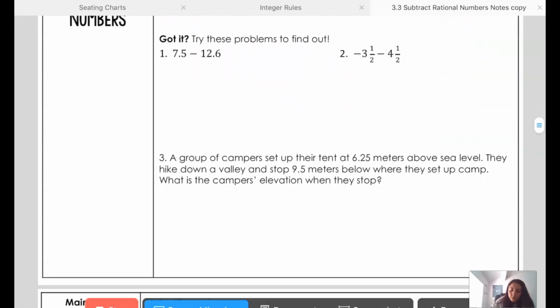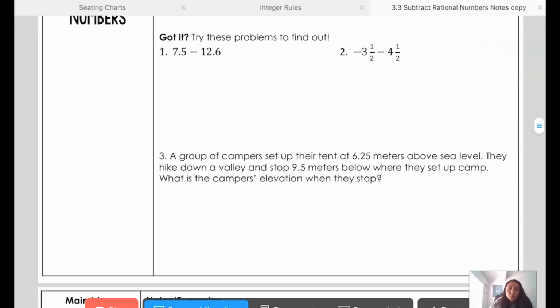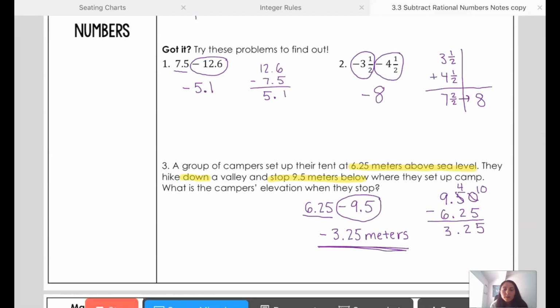All right, now I want you to try numbers 1 through 3 on the screen. And then when you are ready, hit continue to check your answers. Take a moment, pause the video, and check your answers with my answers. If you got it wrong, go over my work and see if you can find your mistake. If not, be sure to contact me during class or outside of class to ask me questions.